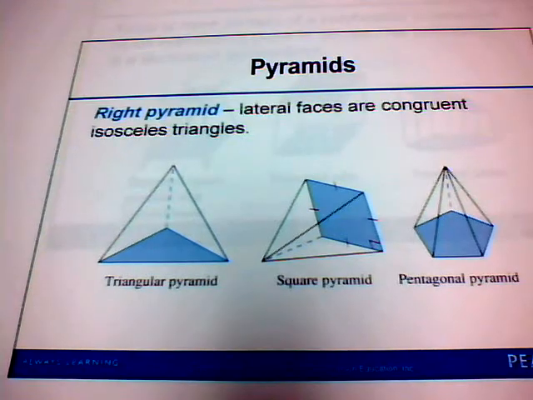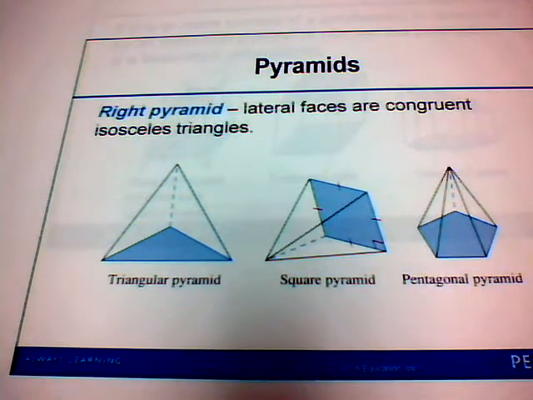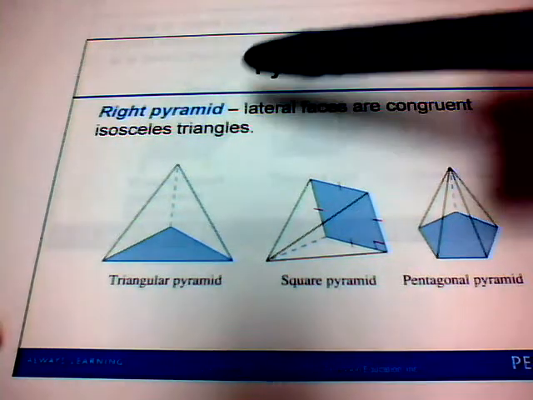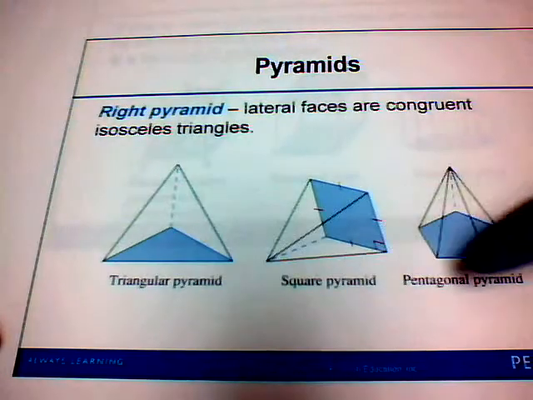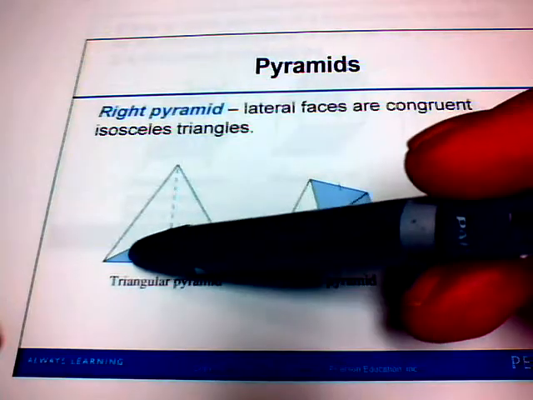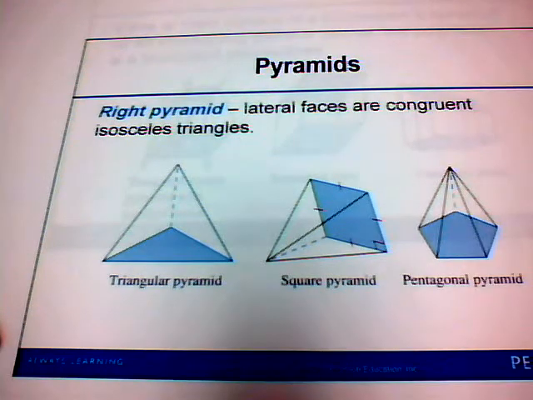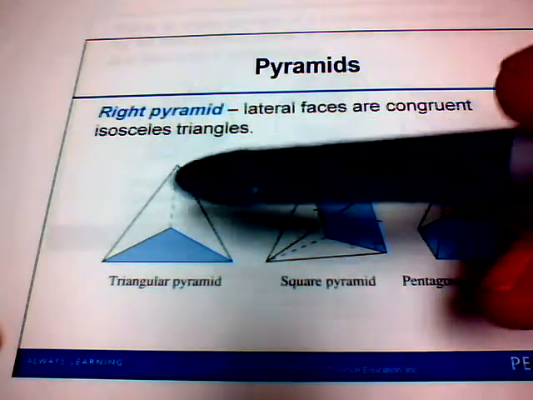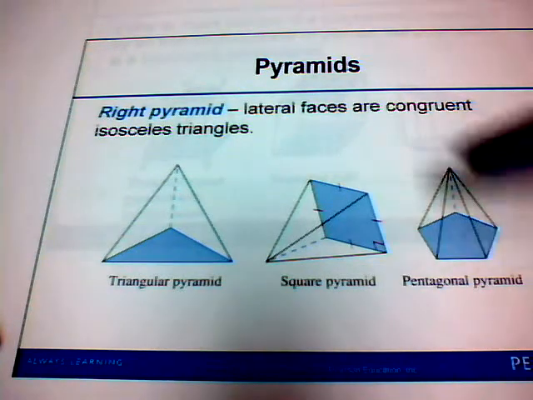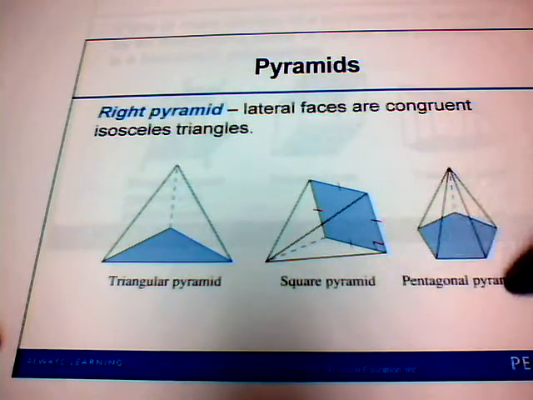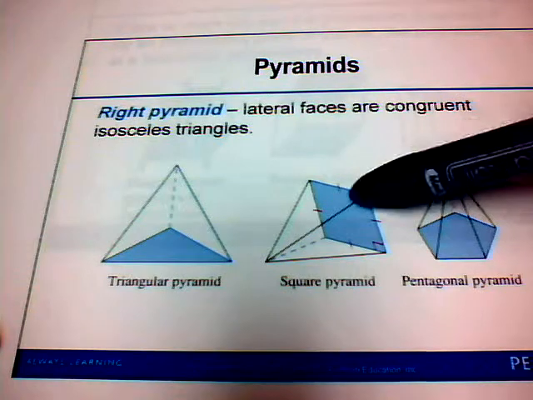And a right pyramid is defined as having lateral faces that are congruent isosceles triangles. In this case here, we have a triangular pyramid, and then you have your square pyramid, and then you have your pentagonal pyramid. The pyramids are named by looking at the base.